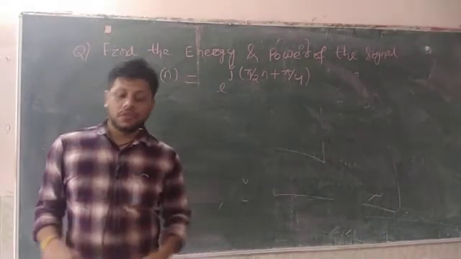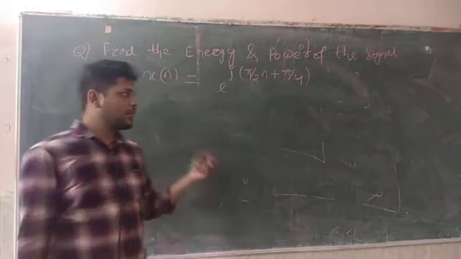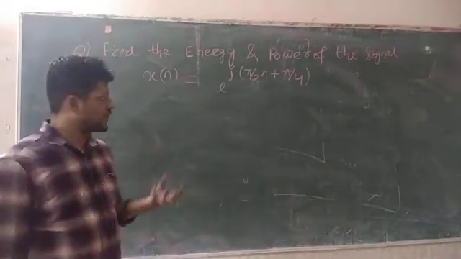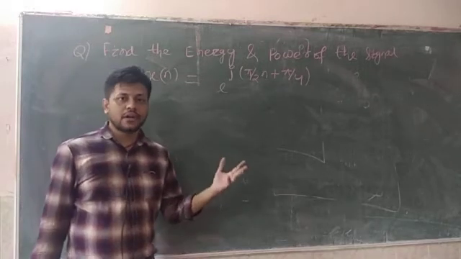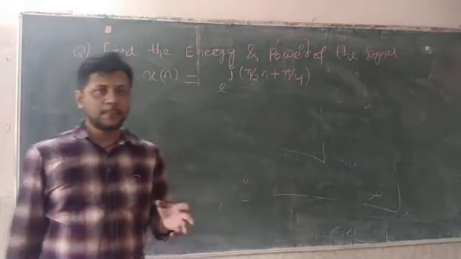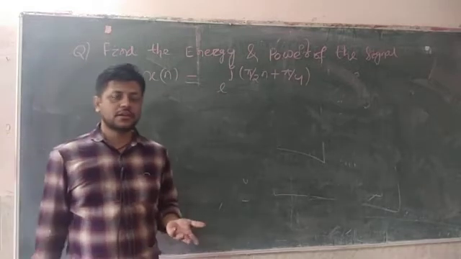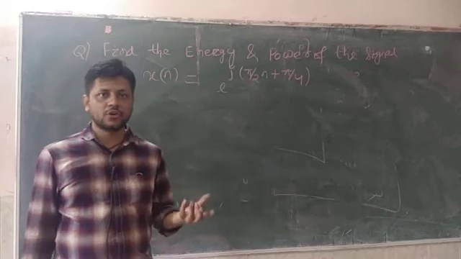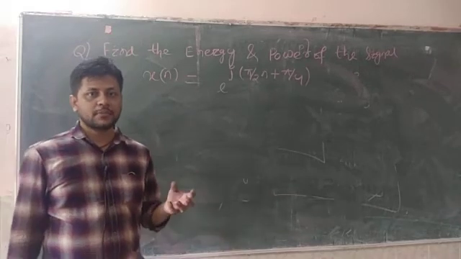So, hello students. In this class we will solve some problems on finding the energy and power of the signal, which is very important with respect to your semester examination. So, how to find the energy of the signal or how to find the power of the signal? I have given you two formulae in the previous lecture. In order to calculate the energy, the formula is summation of n equal to minus infinity to infinity, magnitude of x[n] square.